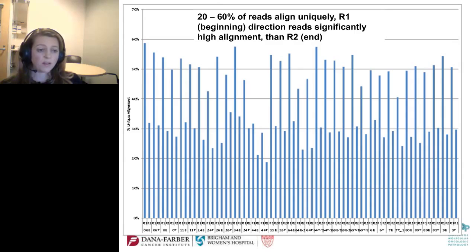Overall, we were able to uniquely align 20 to 60% of the reads to the human genome hg19. When you correlate this with the RNA input degradation level, it correlates well. The samples with low unique alignment, around 20%, correlate with higher degradation levels, and the ones with higher alignment have less degradation.